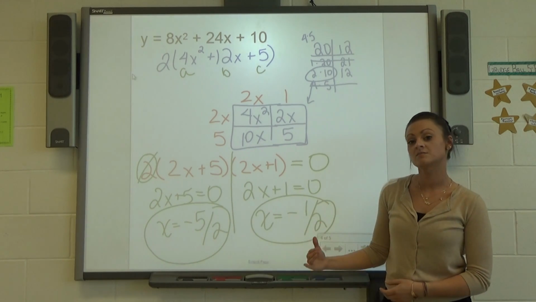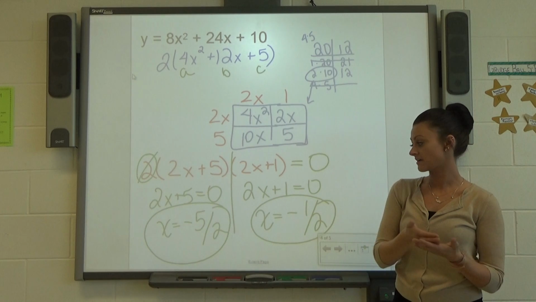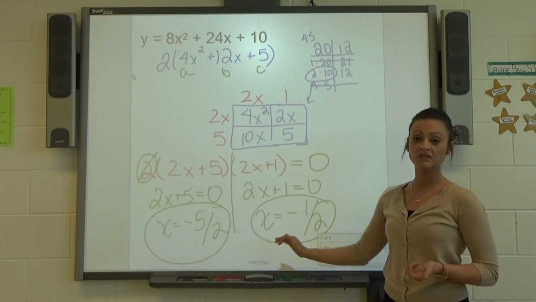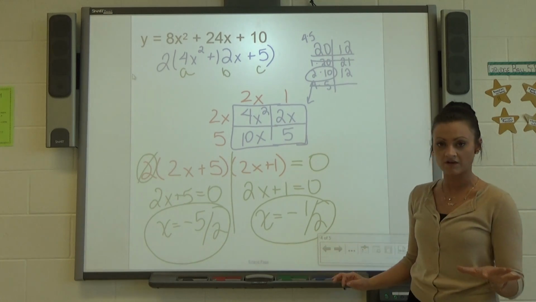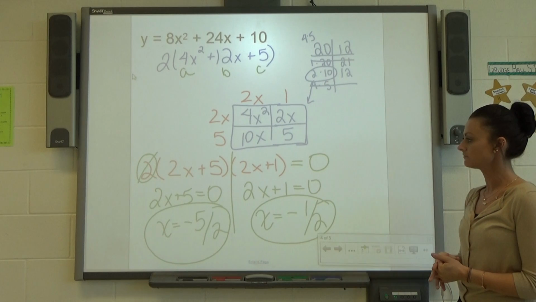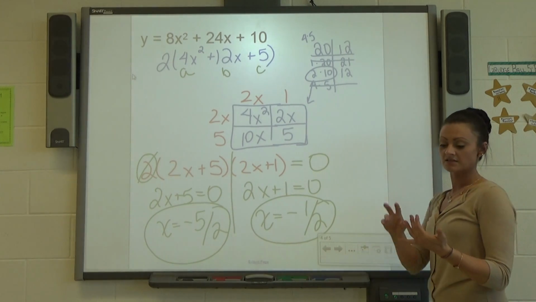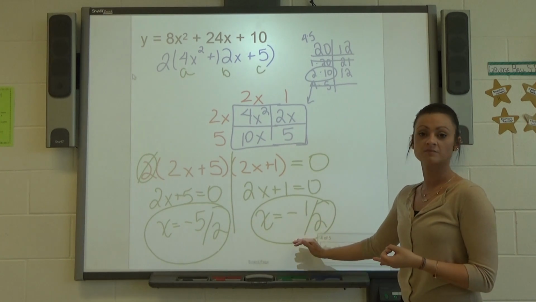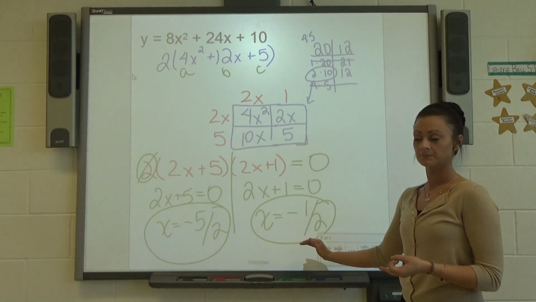So now this tells me that where the graph crosses the x-axis is at negative 5 halves and negative 1 half. If you leave these as fractions, that is totally fine by me. If you want to write them as a decimal, that's fine too. So this process I have factored, and then I used my factors to find my roots, or the zeros.